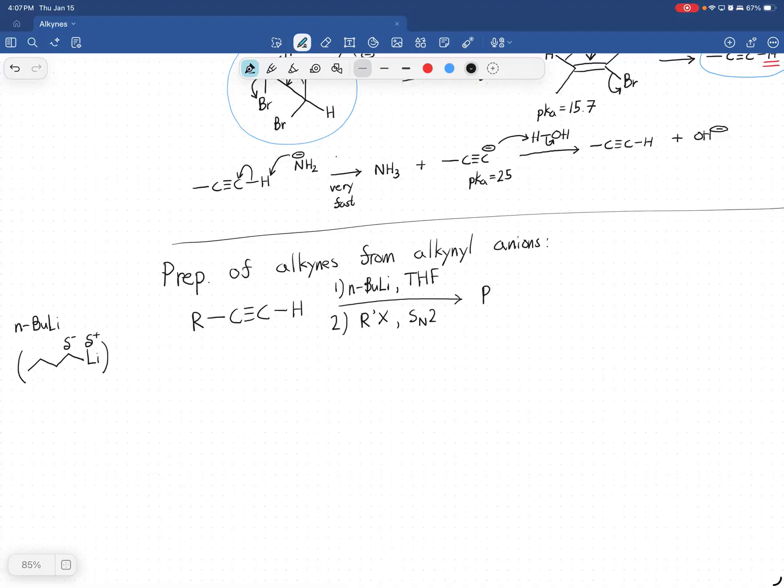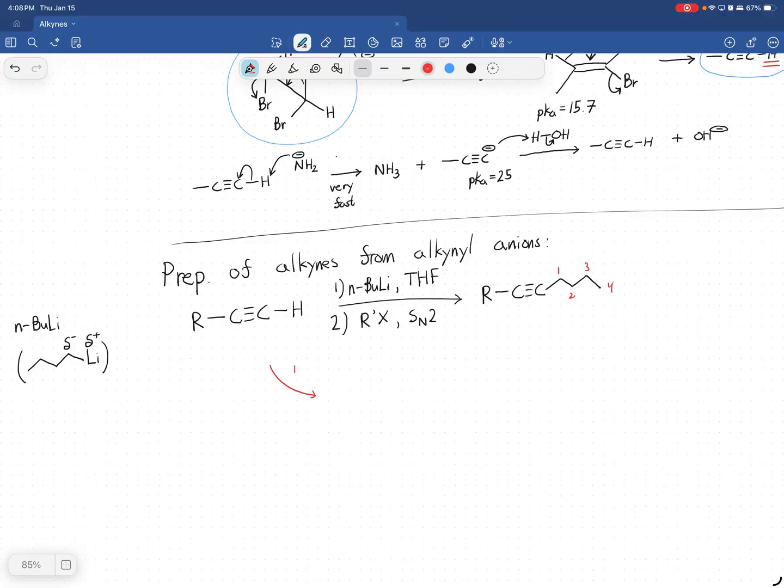And what happens here is your R group bonded to the alkyne is going to be able to add this 4 carbon chain here. Okay, so we see here, this is 4 carbons: 1, 2, 3, and 4. All right, so let me just break down what happened in the first step.